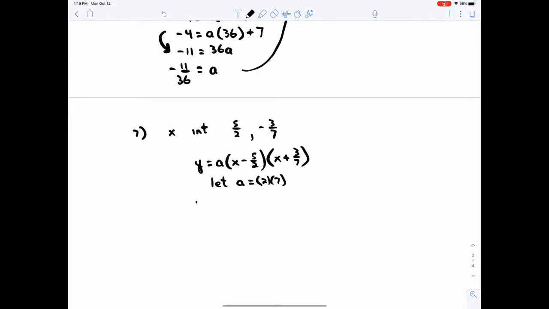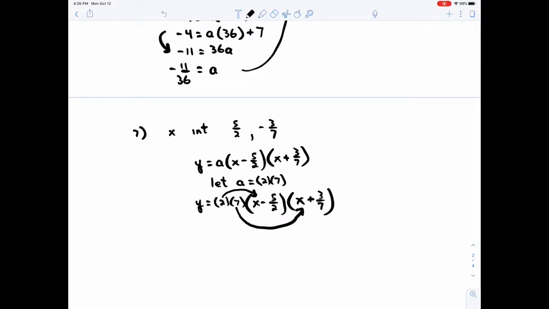So I'm going to say y equals 2 times 7. And I'm probably showing more work than you need to show here, but times x minus 5 halves times x plus 3/7. Now, remember, you don't distribute to factors, you distribute to terms. So I'm going to take this 2 and give it to the first one only. Then I'm going to take the 7 and give it to the second one. Why am I giving the 2 to the first one? Because that's the one that's got a denominator of 2. Why am I giving 7 to the second one? Because that's the one that's got a denominator of 7 somewhere.